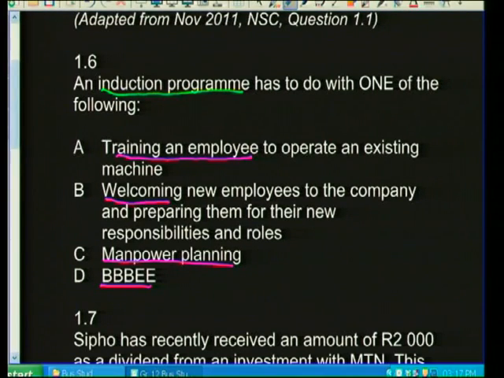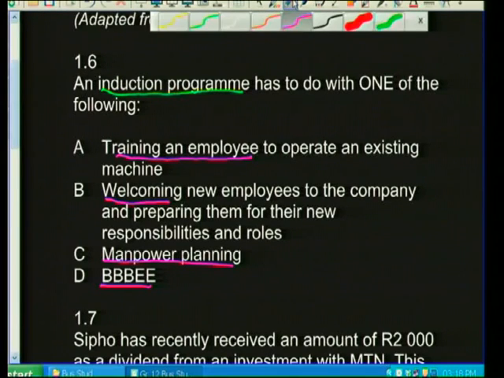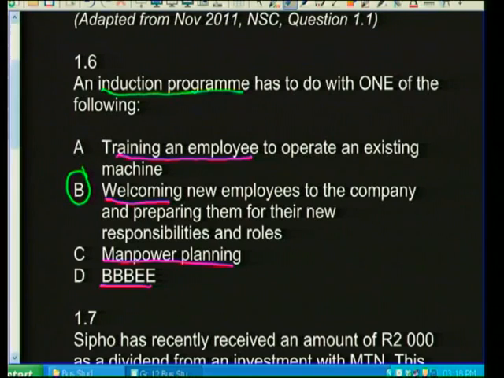Now, if we look at those 4, remember I mentioned initially induction is where you introduce new employees to the workplace. Now, bearing that in mind, let's look at the 4 again. So you can see that our answer should be B. Right, it's where you welcome the new employee to the company and prepare them for their new responsibility and roles.